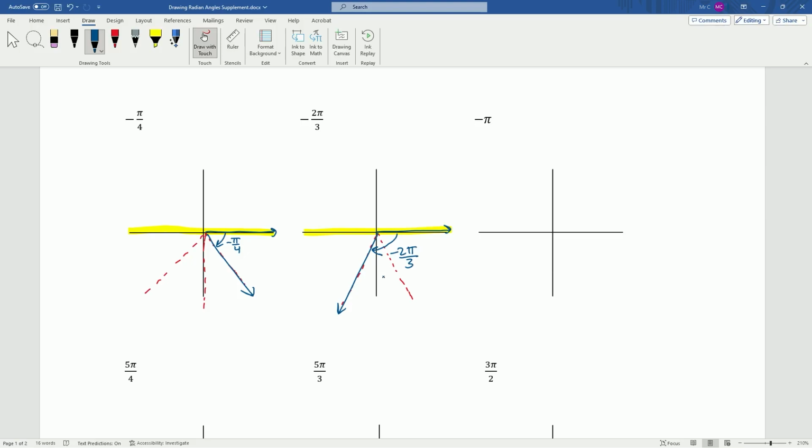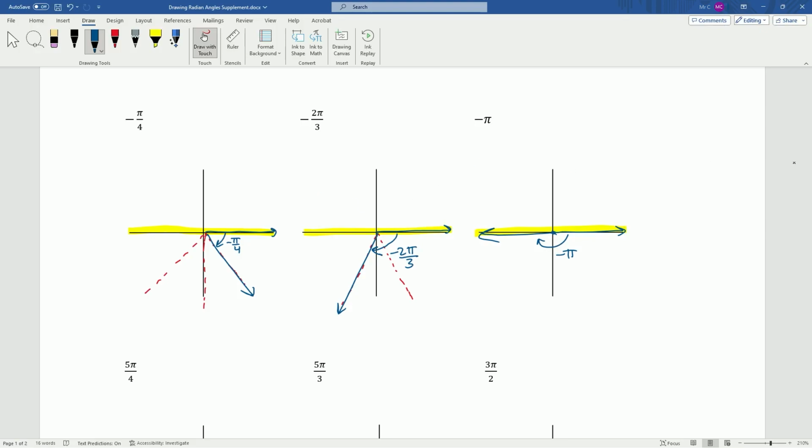All right, now negative pi. This is a real easy one. Our straight angle is pi, right? So if I'm going pi but in the negative direction, I can just rotate and complete the straight line. As long as I'm rotating clockwise, that's -pi.